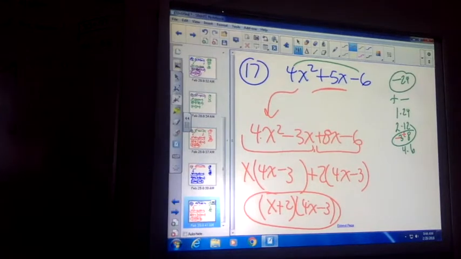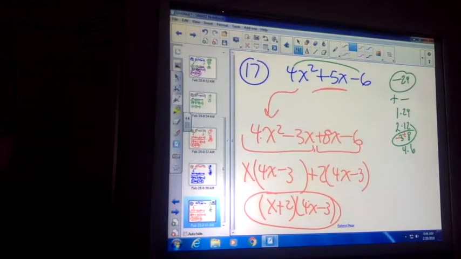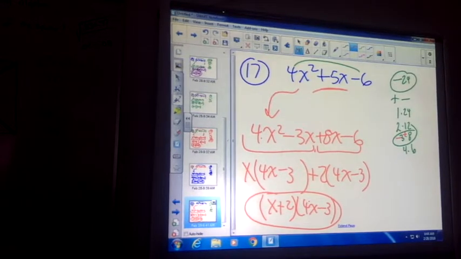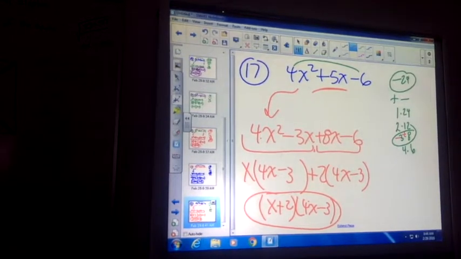Still got a little bit too much talking over here on my right side of me. Two different groups.